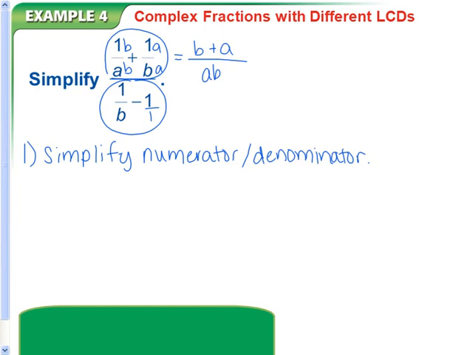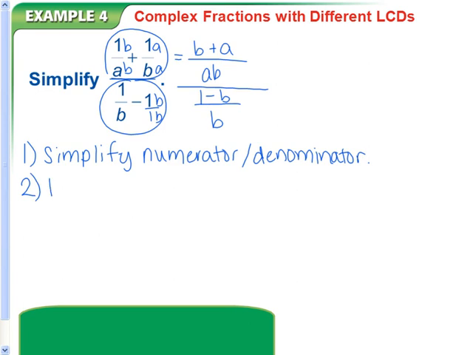Now our second fraction, or the denominator, is like 1 over 1 here. And so all that it's missing is a b over here. So we'll simplify that to just have a b in the denominator. And then it's 1 minus 1b, or just b. And now we've got simplified numerators and denominator.